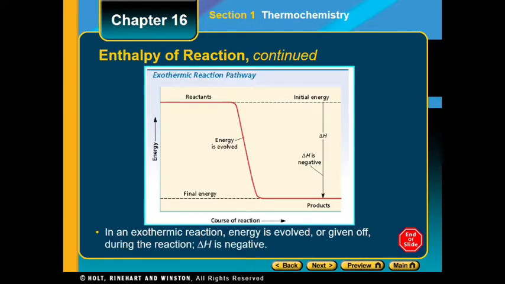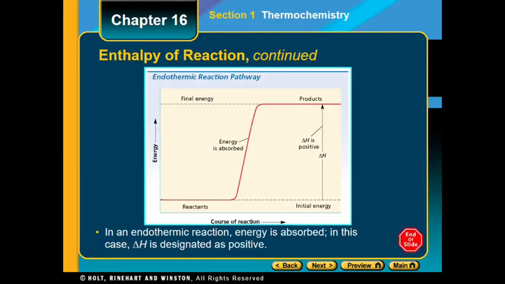Looking at 2 different graphs right here, this is an exothermic reaction pathway. You can see that your reactants have much more energy than your products. Energy is evolved or given off. And in this one, this is an endothermic pathway, so reactants have less energy than your products, and energy is absorbed. So delta H is going to be positive.